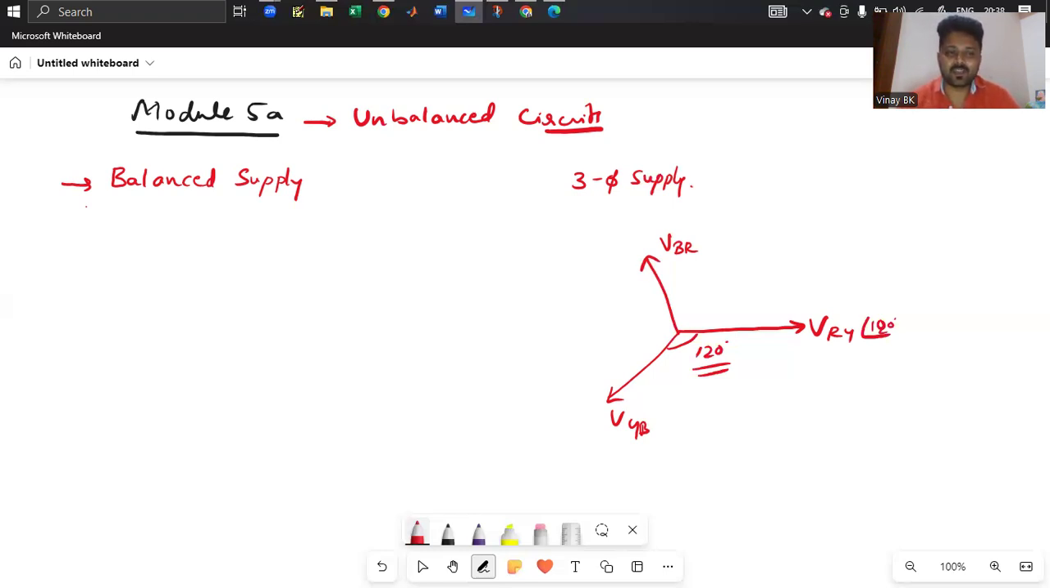Similarly, balanced load and unbalanced load. If all the three loads have the same value, then you can call that balanced load. If any one of the loads fails to maintain the same value, then you can call that unbalanced load.